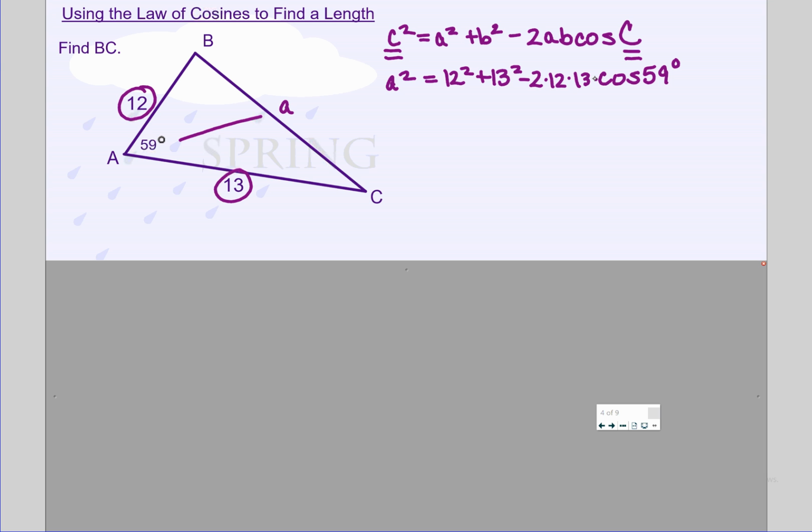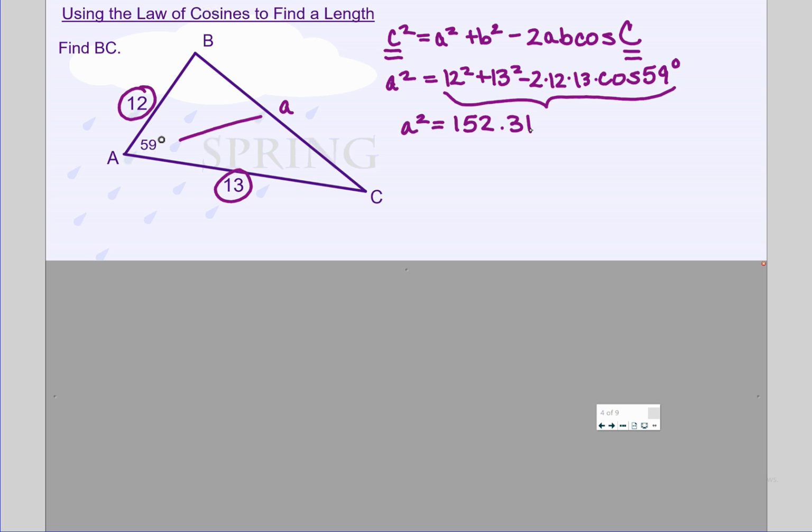Okay. At this point, the variable that you're solving for is alone, so you can actually just type this whole right side in your calculator, and as long as you're in degree mode, you should be good. So I'll type that in real quick. 12 squared plus 13 squared minus 2 times 12 times 13 times cosine 59, which gives you 152.31.